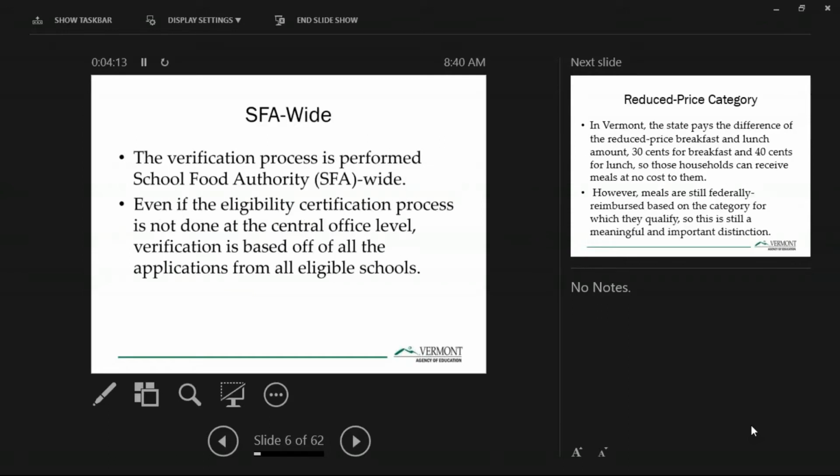The verification process is performed at a school food authority level. So even if your applications are all being approved at your site or school level, verification is still done based on the applications for the entire SFA. So it does involve school-to-school coordination.